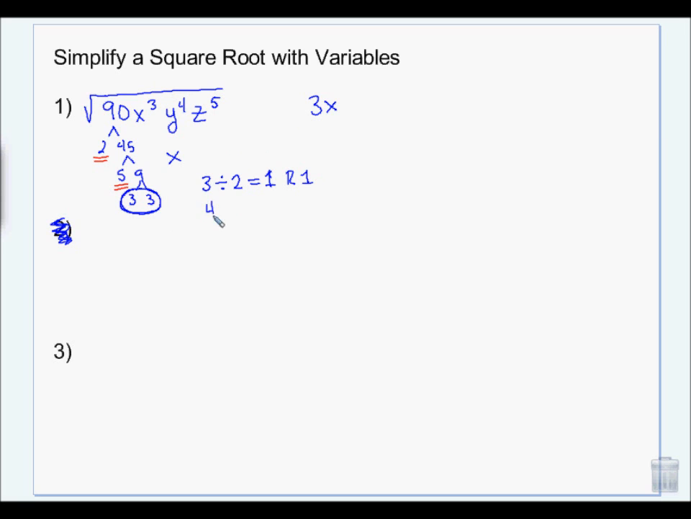Here I have a 4 on the y, so I do 4 divided by 2, and that's just 2, so that means I can bring 2 y's out. And none are left behind because I have no remainders. And then z to the 5th, I have 5 divided by 2, that's 2 with a remainder of 1. So I can bring out 2 z's and 1 gets left behind. So these are the things that are left behind. These are my remainders, my leftovers. So 2 times 5 is 10, and then I have an x and a z.